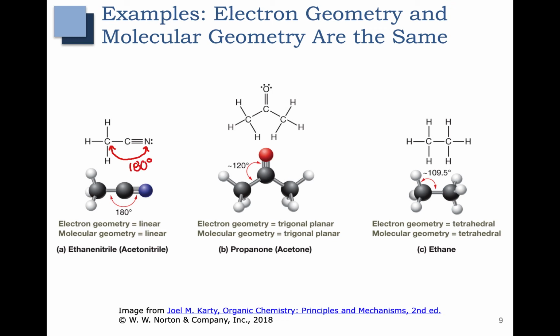In the second example here, we're looking at the geometry about this central carbon. So we're looking at the carbon-carbon-oxygen geometry, and this should be approximately the same as the carbon-carbon-carbon geometry. You can see that we have 3 groups, a double bond, a single bond, and a single bond about that central carbon atom. So both the electron geometry and the molecular geometry are the same because none of those groups are lone pairs, and we consider this to have trigonal planar geometry. And the angles here are approximately 120 degrees.